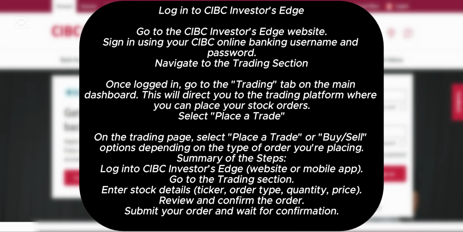Summary of the steps. Log into CIBC Investors Edge website or mobile app. Go to the trading section. Enter stock details: ticker, order type, quantity, price. Review and confirm the order. Submit your order and wait for confirmation.